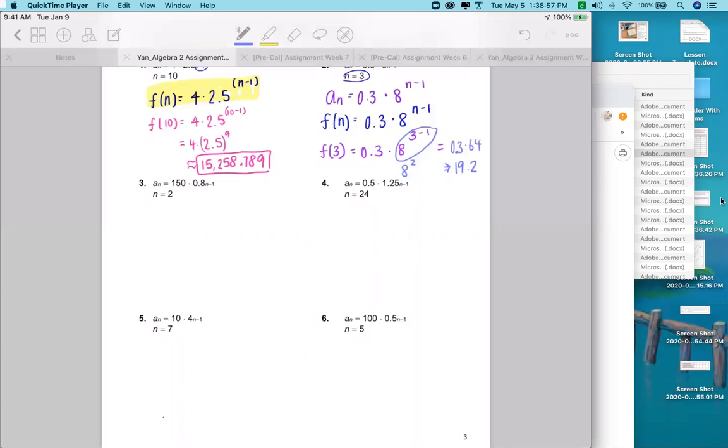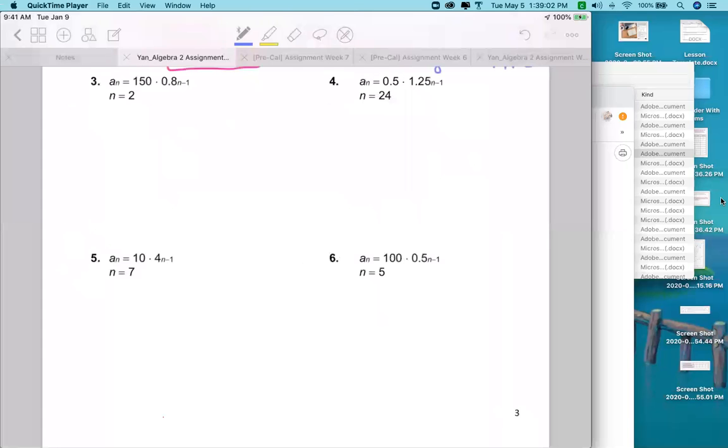Okay, so I'll do one more question. So let's do number 6. A sub n equals 100 times 0.5 to the n minus 1. That's how the question's supposed to look. And then we put in our f of n to rewrite it.